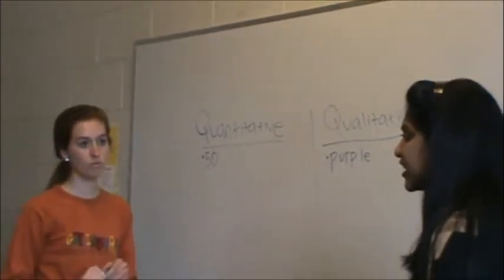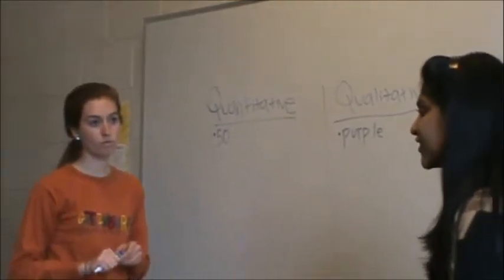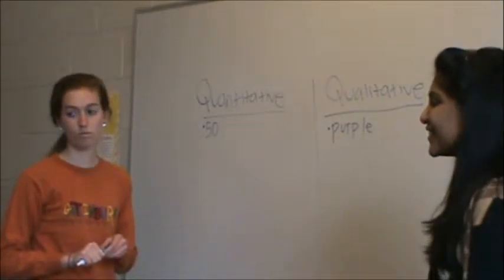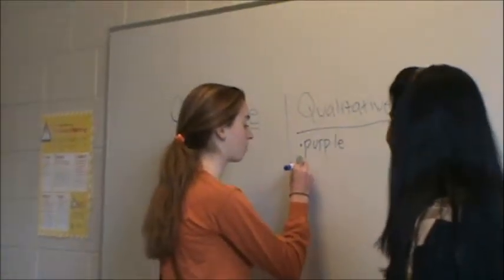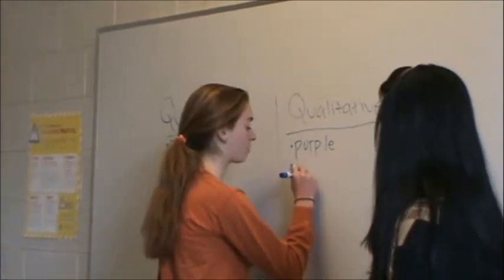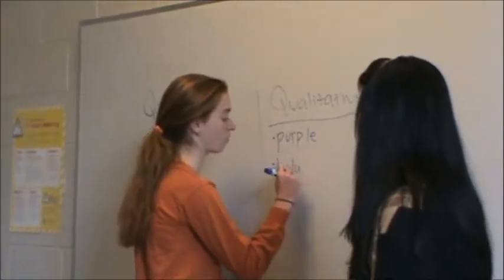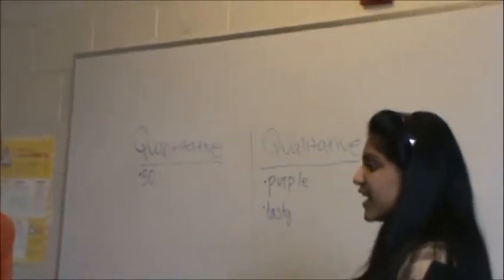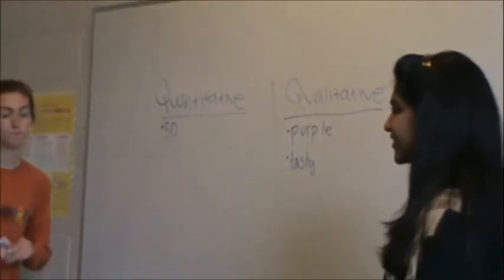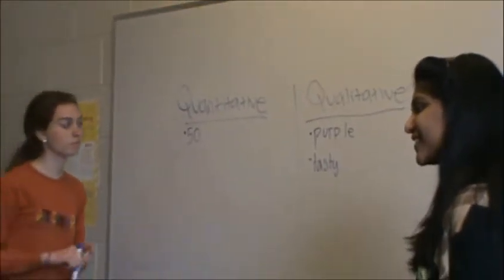And then the next thing we said was that the grapes were tasty. Would that be qualitative or quantitative? Qualitative because it's not a measurement. It has to do with our sense of taste. Yep. Perfect. And then the last observation we made was that the grapes would weigh about 1 pound. Would that be qualitative or quantitative? It should be quantitative because it has a measurement in it.